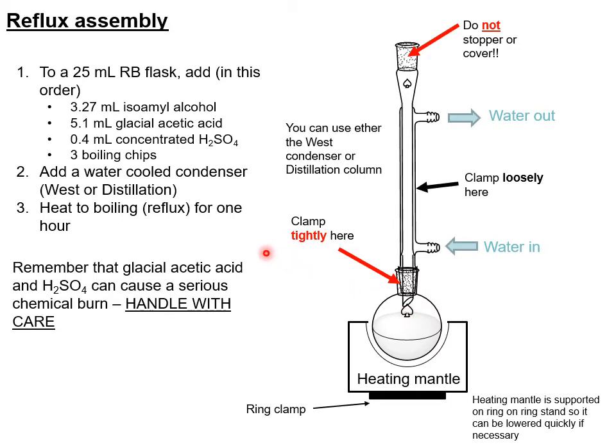One thing to note, again, as I mentioned earlier, glacial acetic acid and sulfuric acid are very dangerous, so you would have to handle them with great care, right? So always be careful with that. Another, again, always clamp everything tightly, right? Use a ring clamp to raise your heating mantle, just so that you can access it more quickly, right? You could either use a West condenser or a distillation column.